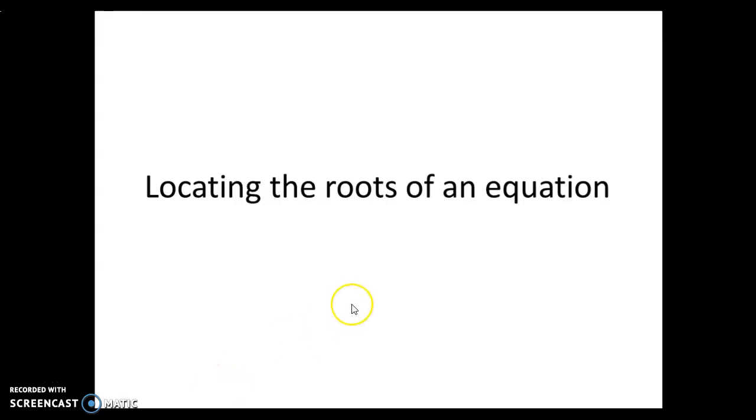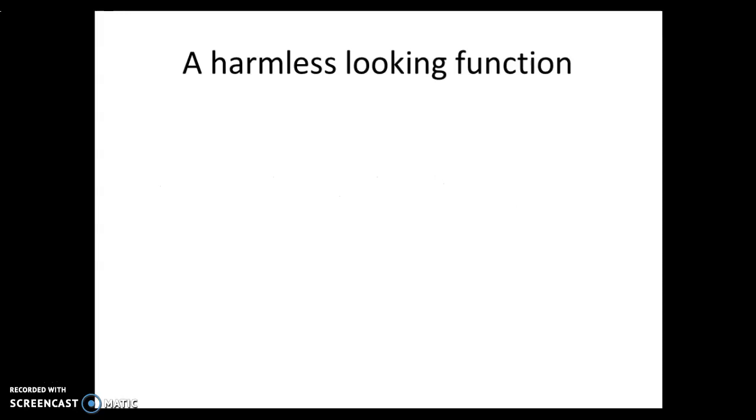Hi and welcome to this video about locating the roots of an equation. So we can take a harmless looking function like this one: f of x is ln x minus x over 4. Now the root of this equation is the value of x such that f of x equals 0. Namely, the value of x such that ln x minus x over 4 equals 0.